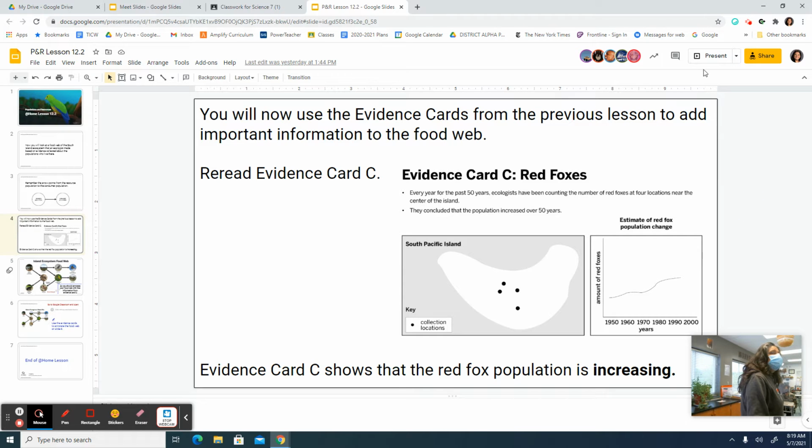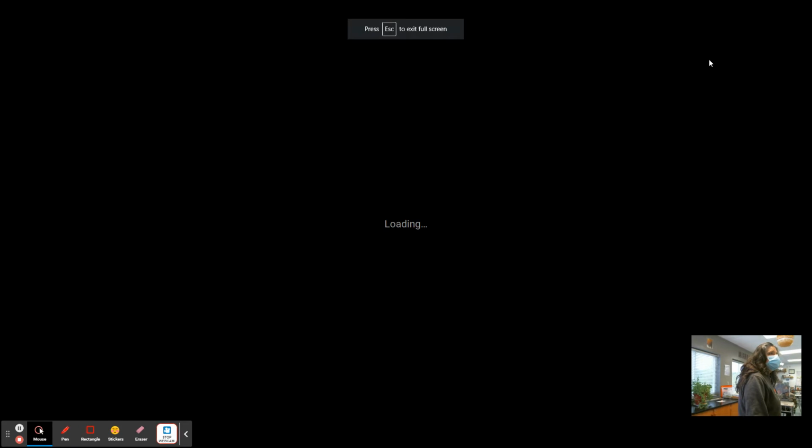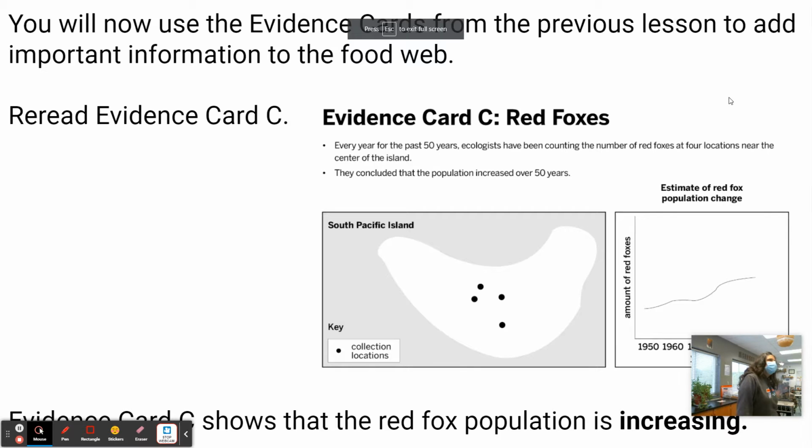So you're going to use the evidence cards from yesterday's lesson to add important information to the food web. So here is evidence card C. Evidence card C was about the red foxes. Every year for the past 50 years, ecologists have been counting the number of red foxes at 4 locations near the center of the island. They concluded that the population increased over 50 years. So evidence card C shows that the red fox population is increasing. So you look here at the graph and you can see over the 50 years that the population has gone up.